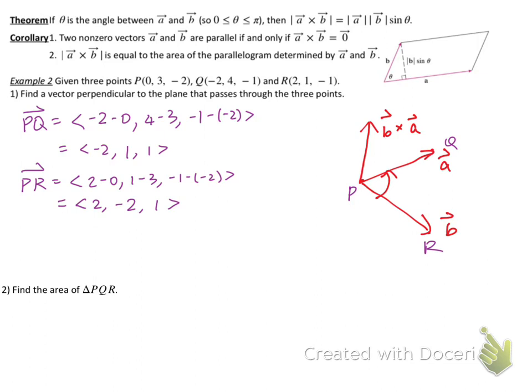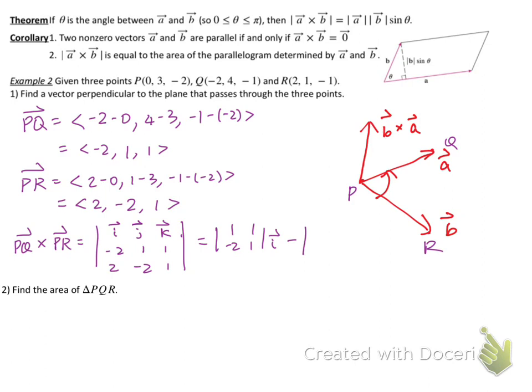Then I can do the cross product. PQ cross PR is i, j, k. Then my PQ, negative 2, 1, 1. Then my PR, 2, negative 2, 1. And that is 1, negative 2, 1, 1 for i, minus negative 2, 2, 1, 1 for j. And I don't have room, so I'll do it here. Plus the k part, negative 2, 2, 1, negative 2, k.